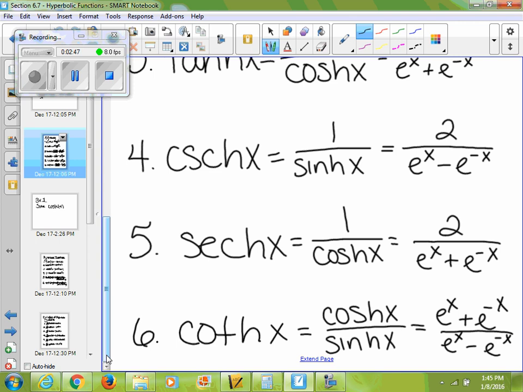And the hyperbolic cotangent function is equal to the hyperbolic cosine function divided by the hyperbolic sine function, which equates to (e^x + e^(-x)) divided by (e^x - e^(-x)).